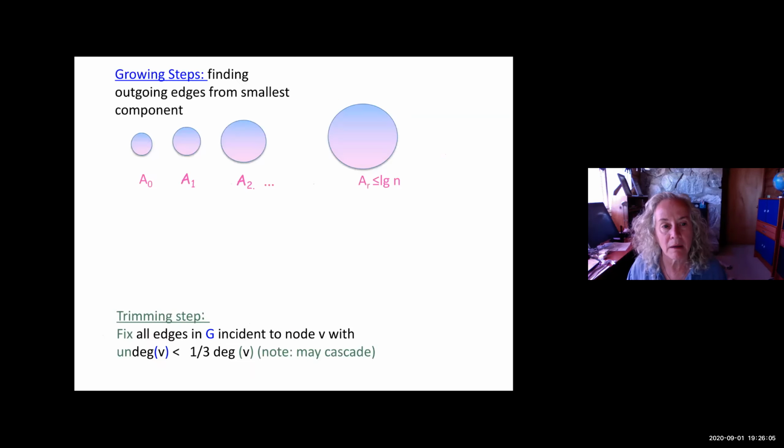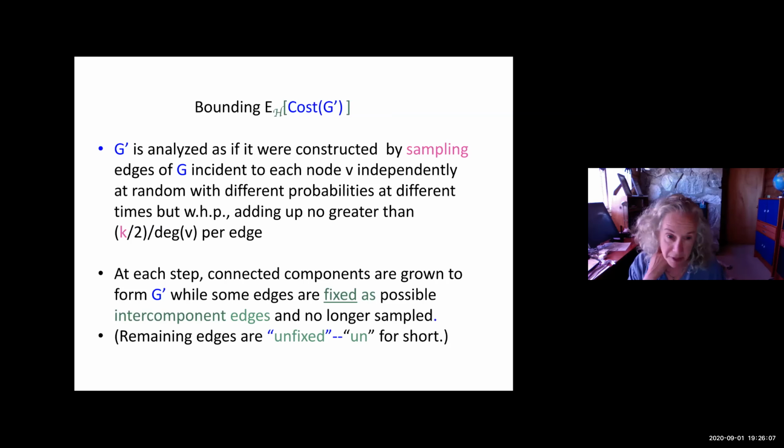There's one more thing we're going to do. As we grow G prime, we're going to fix some edges. What does it mean to fix an edge? We're going to say it's a possible intercomponent edge and it will no longer be sampled. So we'll count it in the cost of G prime.